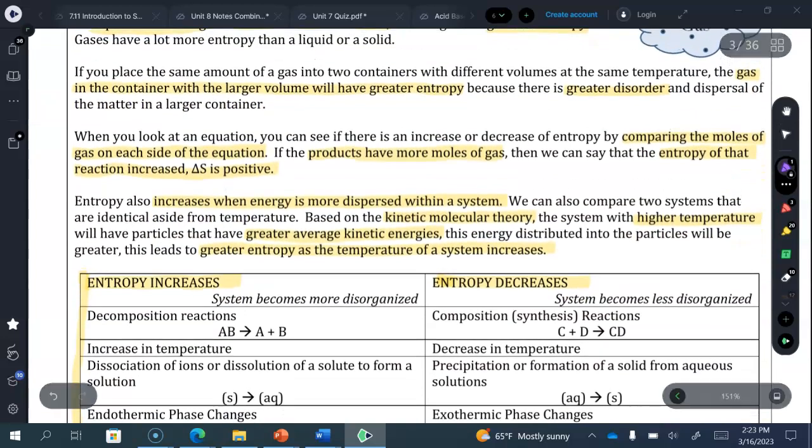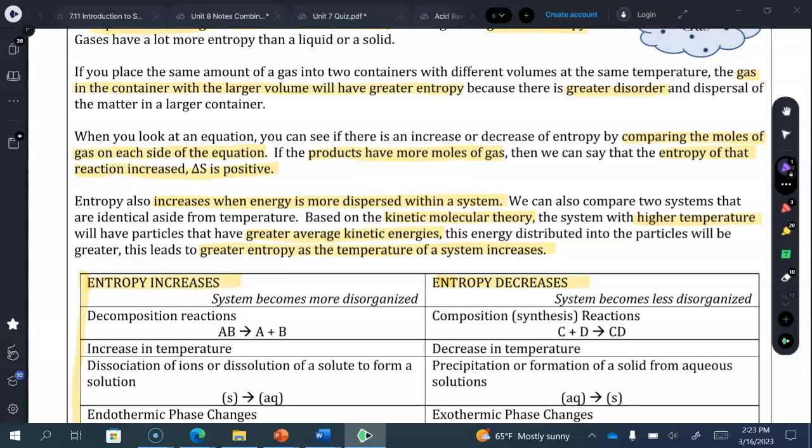If you place the same amount of gas into two containers with different volumes at the same temperature, the gas in the container with a larger volume will have greater entropy because there's greater disorder and a greater dispersal of matter in a larger container. There are more available microstates, so there's more disorder that is possible, and the universe and energy tends towards disorder. Okay, that's thermodynamically favorable.